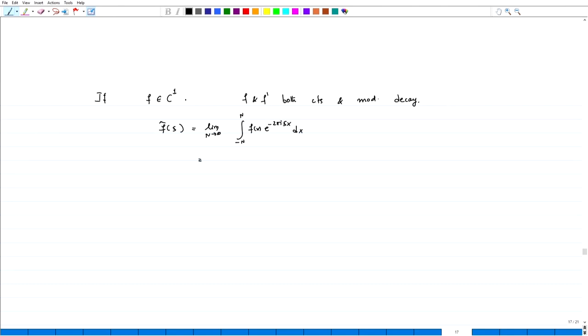Now this part is the integral. Suppose j is not equal to 0, then this is f of x into e to the power minus 2 pi i j x divided by minus 2 pi i j, evaluated from minus n to n, then minus minus plus 1 by 2 pi i j times the integral from minus n to n of f prime of x e to the power minus 2 pi i j x, by parts.